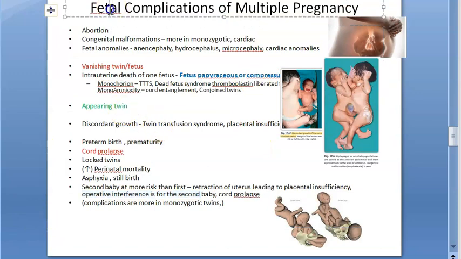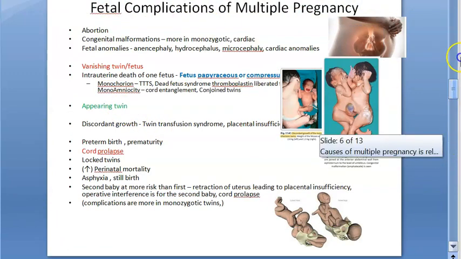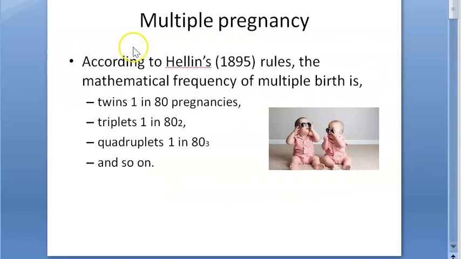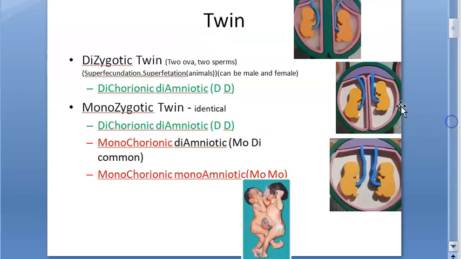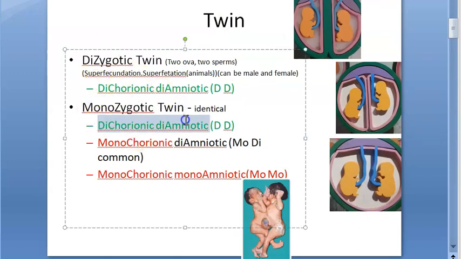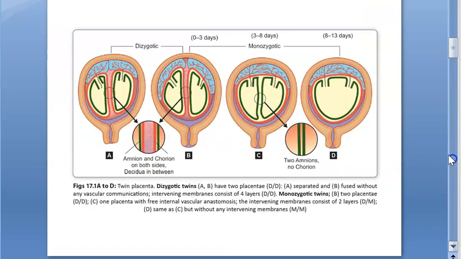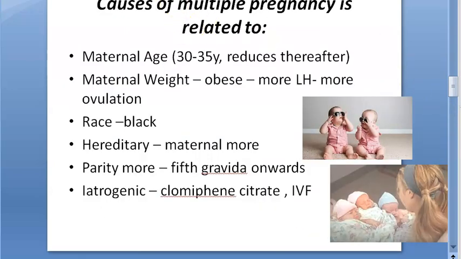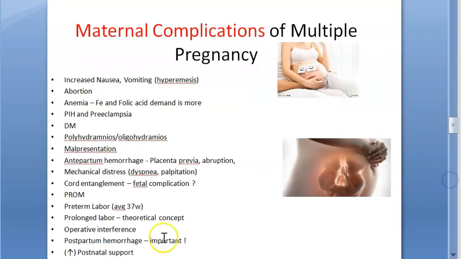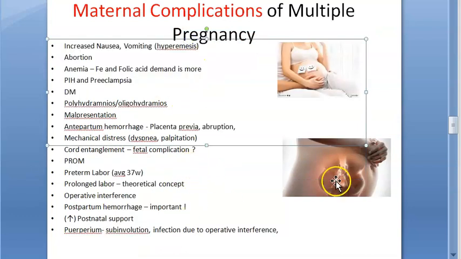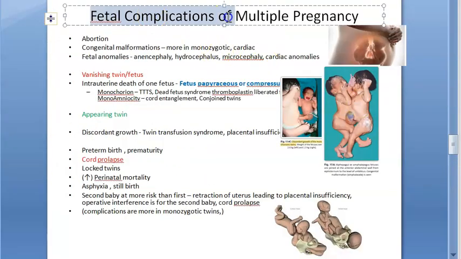So that's it, guys. In this video you have looked at the fetal complications of multiple pregnancy. This is a series of videos where we have looked at what multiple pregnancy is, what Hellin's rule is, and then the types of twins: dizygotic twins, monozygotic twins, and under that dichorionic diamniotic, monochorionic diamniotic, monochorionic monoamniotic. Then you have seen the causes of multiple pregnancy, why twins or triplets are born. Then you looked at maternal complications of multiple pregnancy. You looked at so many causes, isn't it? Do you remember all the causes that you have seen? And now in this video we have come to look at the fetal complications of multiple pregnancy.